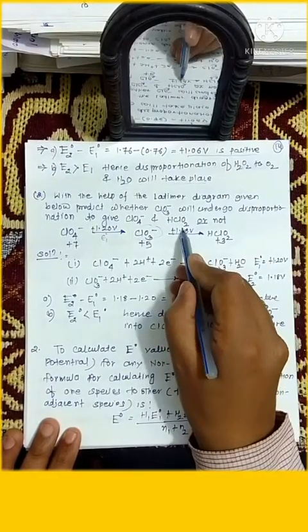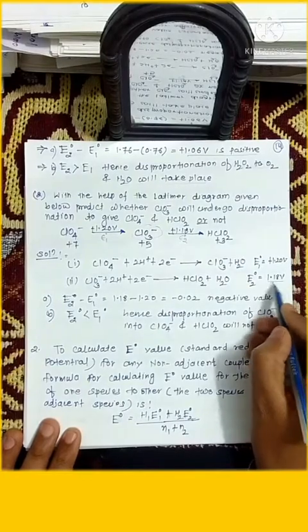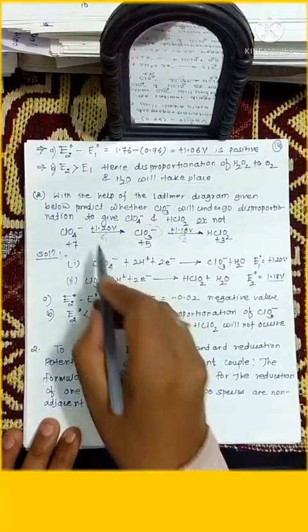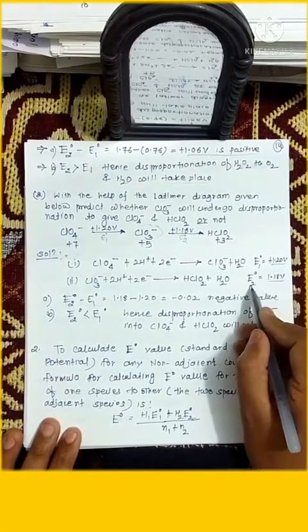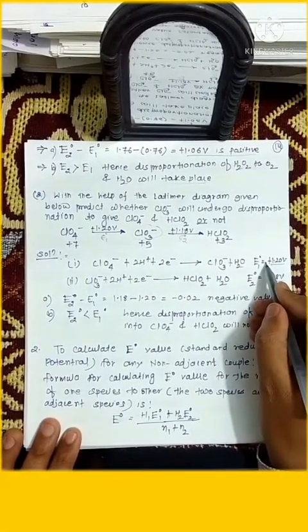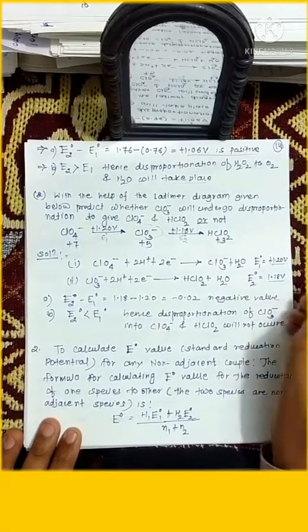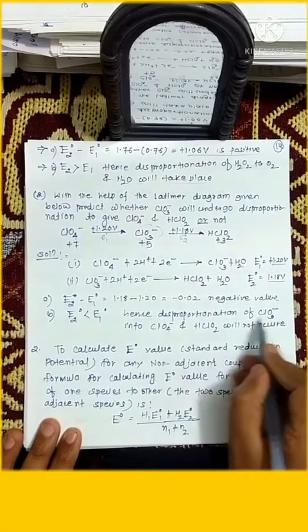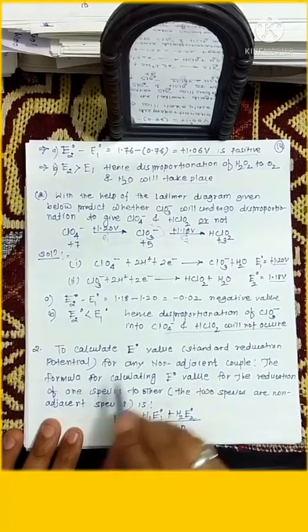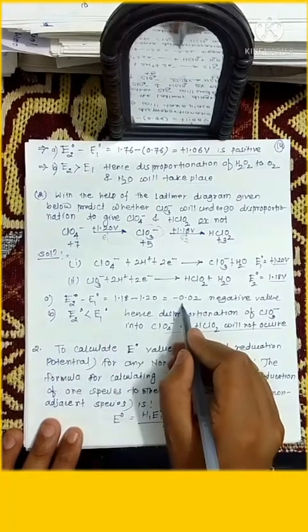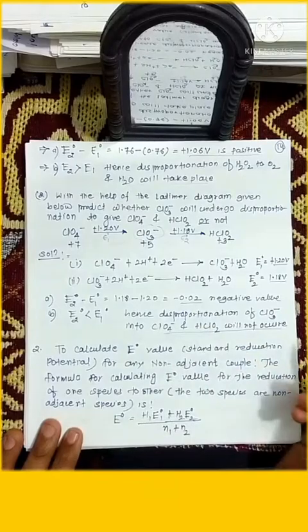The value of E2 is 1.18 while E1 is 1.20. So E2 is less than E1. It simply means that the disproportionation reaction does not occur because the difference is negative.